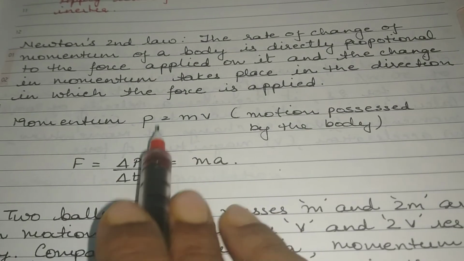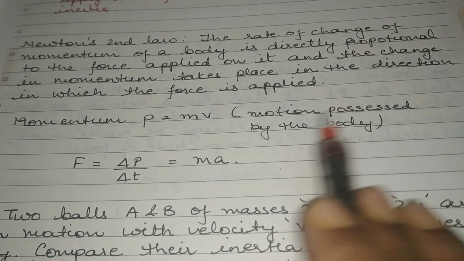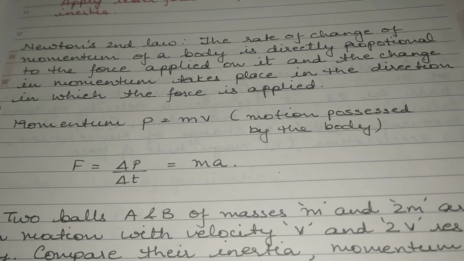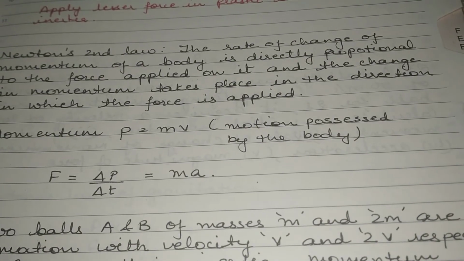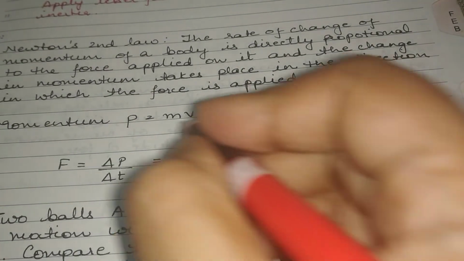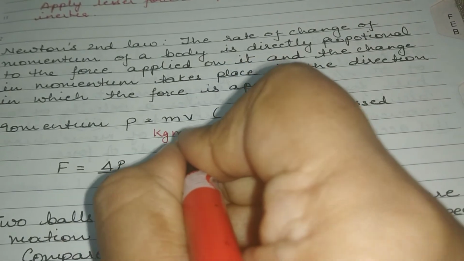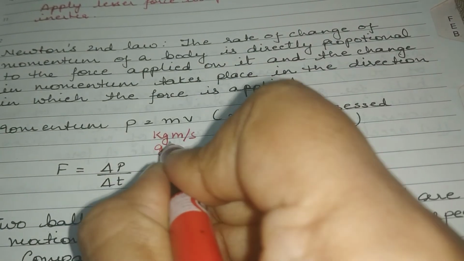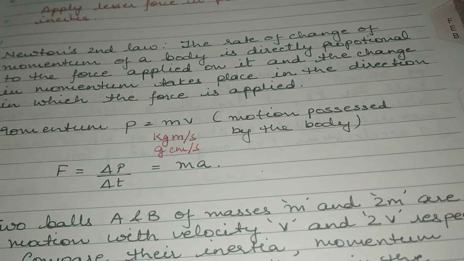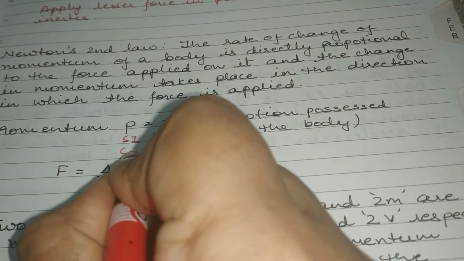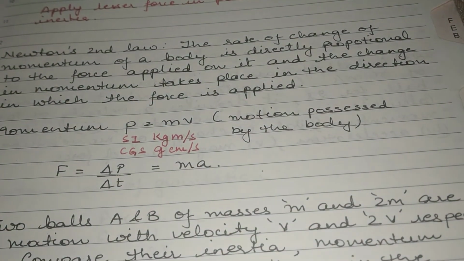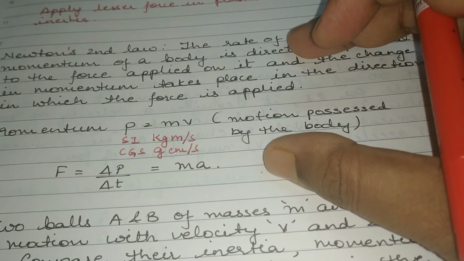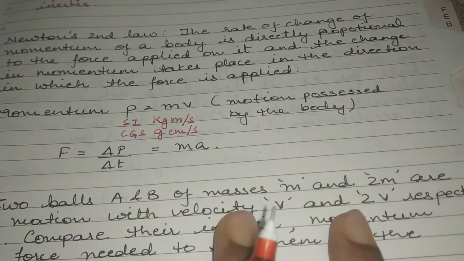And what is momentum? Momentum actually describes the motion possessed by the body. That means if the body is moving, then how much motion is contained in that body. The SI unit of momentum is kilogram meter per second, and the CGS unit is gram centimeter per second. This one is the SI and the second one is the CGS unit of momentum. Okay, so this was told in Newton's second law of motion. We will now solve a few questions.